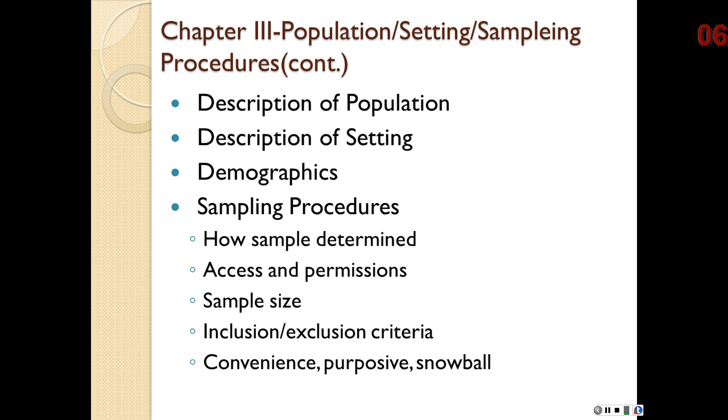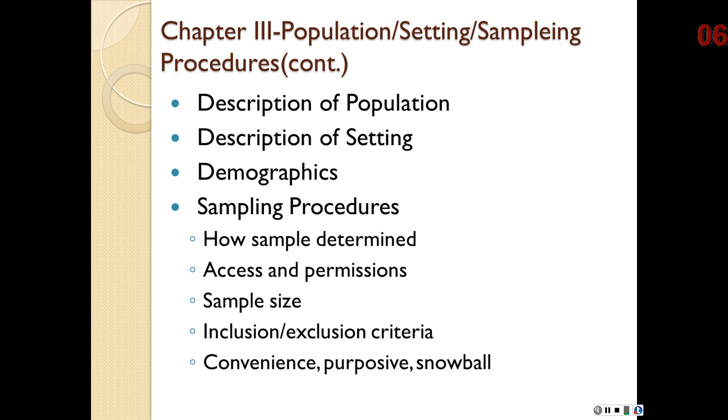And if it's a grounded study, it might be 20 to 30 people over time, because you'll go back at different times and do sampling as you find new information in the theory that you're developing.